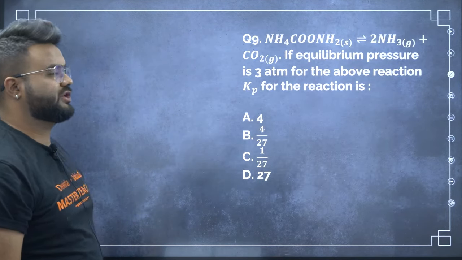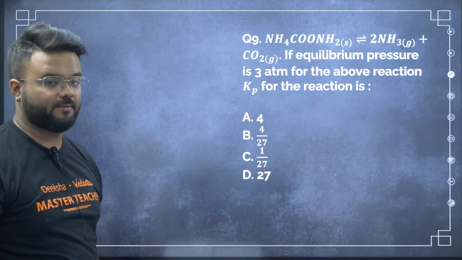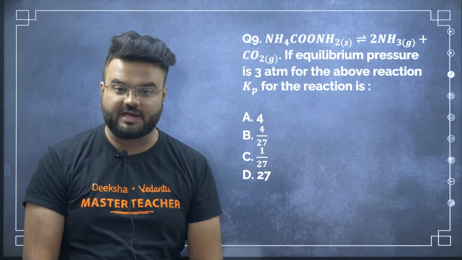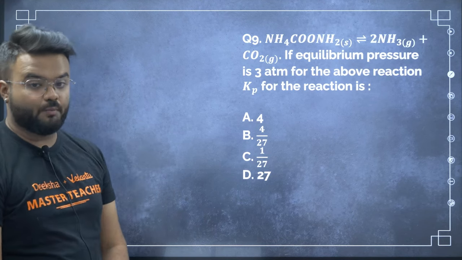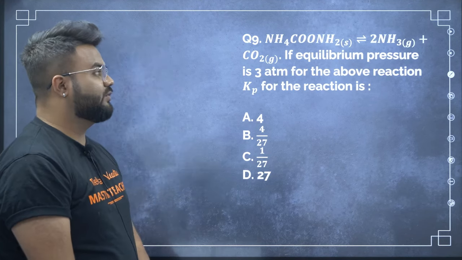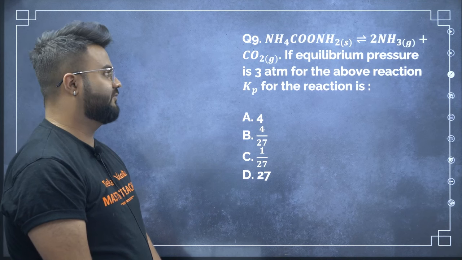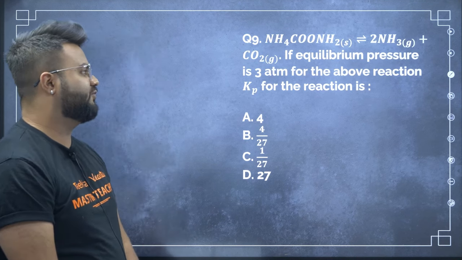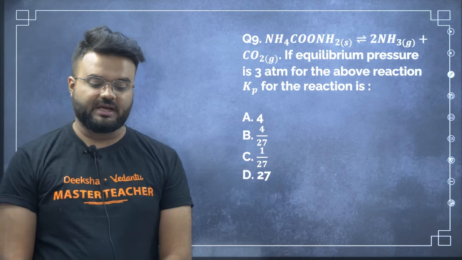Now coming back to question number 4, this is ammonium carbamate. Ammonium carbamate is in an equilibrium reaction, giving two molecules of ammonia and carbon dioxide. Now, if the equilibrium pressure is 3 atm for the above reaction, then the equilibrium constant Kp for the reaction is what they are asking.